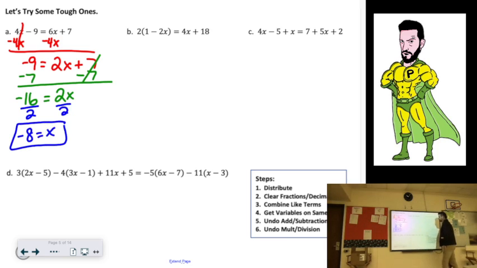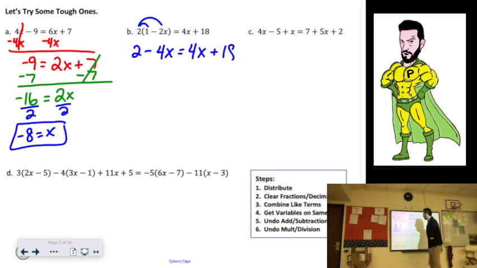Sweet. All right, on B, we start with a little distribution. 2 times 1 is 2. 2 times negative 2x is negative 4x. Now, some people, keeping in mind the last slide we just worked on, they'll start to get a little excited and they're like, ooh, 4x, negative 4x, they're going to cancel out. It's probably going to be no solution because we're left with two things that are not equal, 2 and 18.